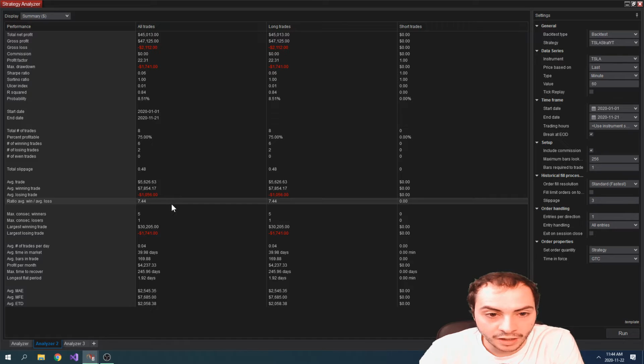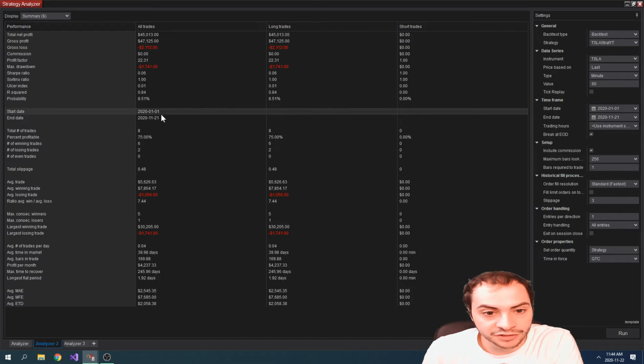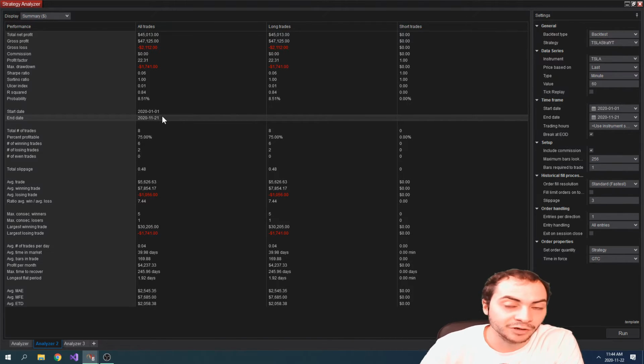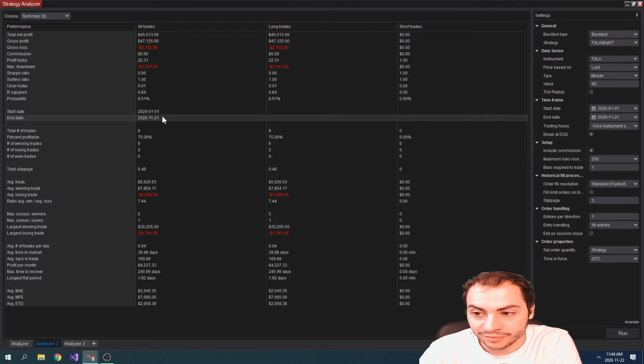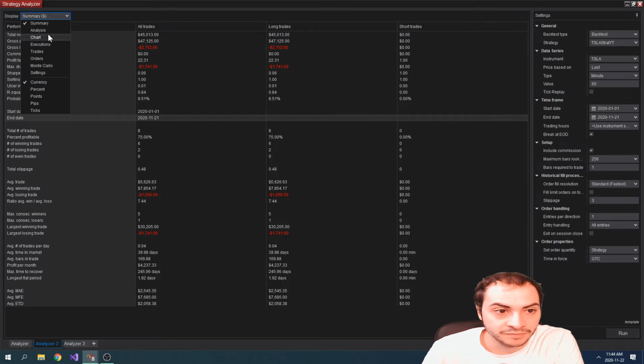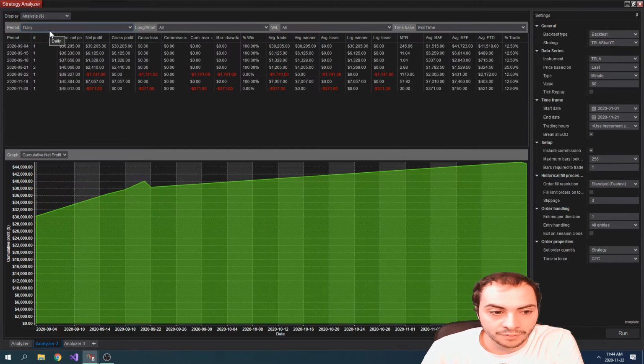Okay. Once again, this was run from January 1st of this year to today, November 21st, 2020, and it uses 60-minute candles, okay? So yeah, that's the strategy, okay? Here is the equity chart for this year if you ran it.